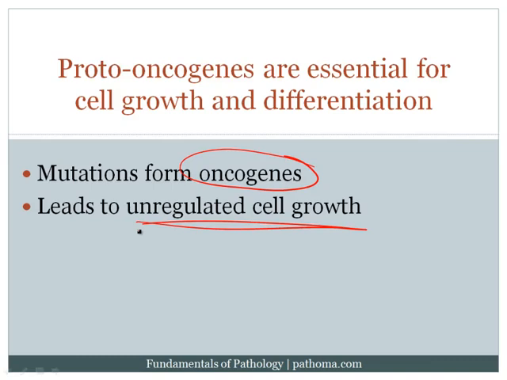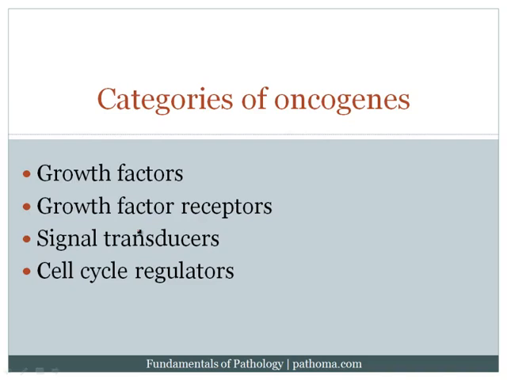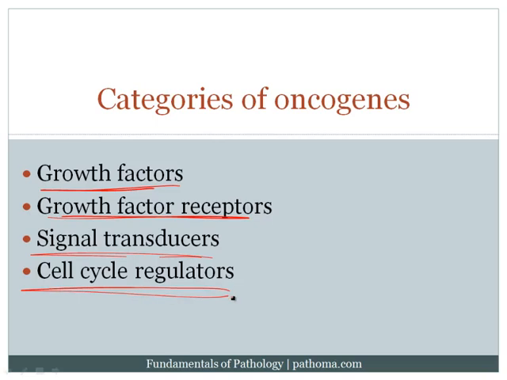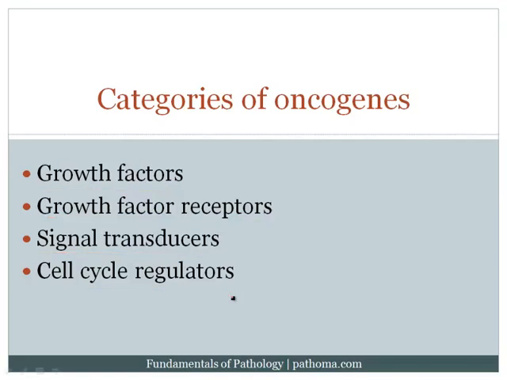Here are the key categories of oncogenes. The categories of oncogenes include growth factor receptors, signal transducers, and cell cycle regulators. I think the best way to understand this notion of oncogenes is to go back and remind ourselves of normal cellular growth. So I'm going to generate a whiteboard here and draw you a simple picture to remind you of something.